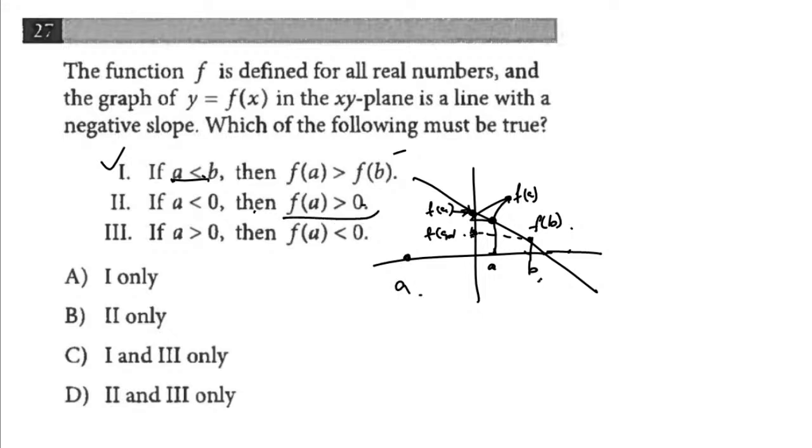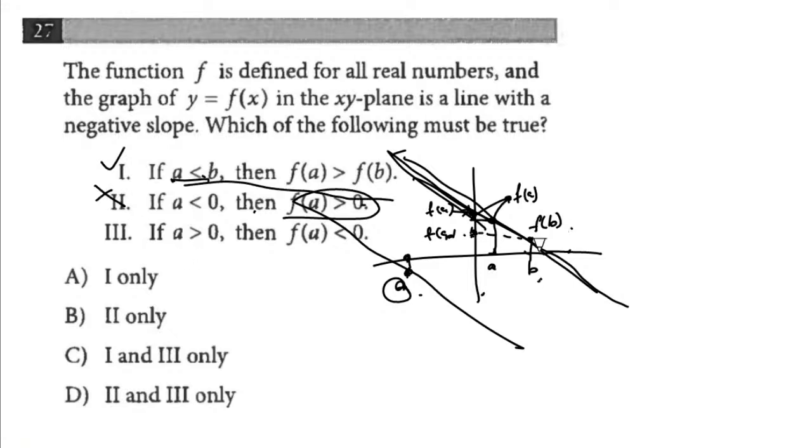The value should be more than 0. Actually, it looks like yes, but it's just one, any graph with negative slope. It can be such a line as well. So here our A is negative, but the value is less than 0. So this one is not true.